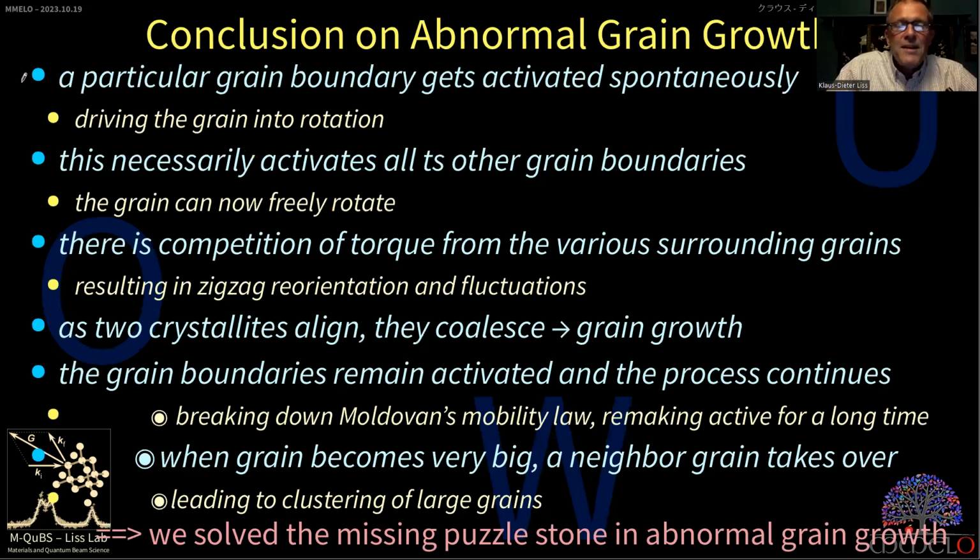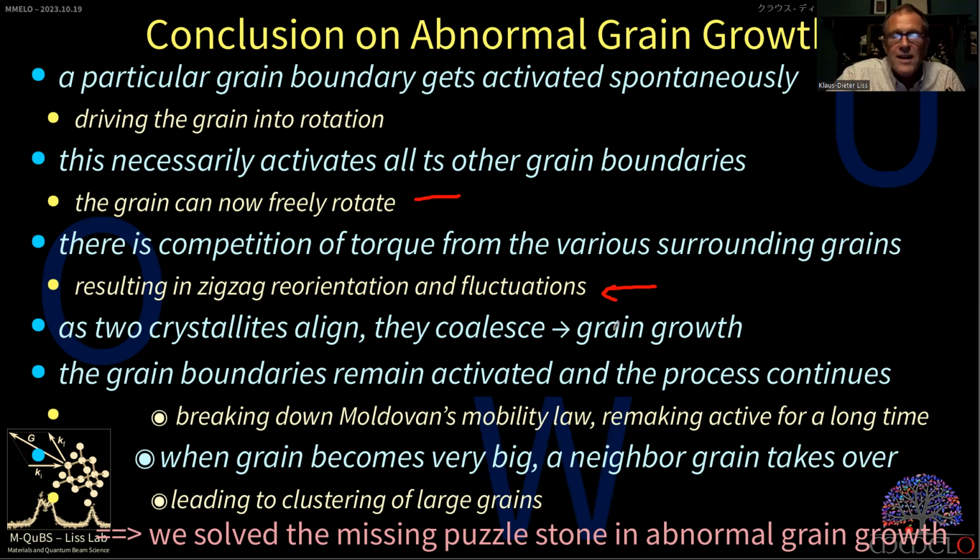What I want to say is the particular grain becomes activated spontaneously, driving the grain into rotation. This necessarily activates all other grain boundaries because it rotates, gets some, and then this area on the boundary can expand. So then the grain can now more or less freely rotate, of course, it needs to follow the diffusion. There's competition of torque from the various surrounding grains, resulting in zigzag reorientations and fluctuations. So they can go forth and back. Sometimes they stay around a point, but they just fluctuate.